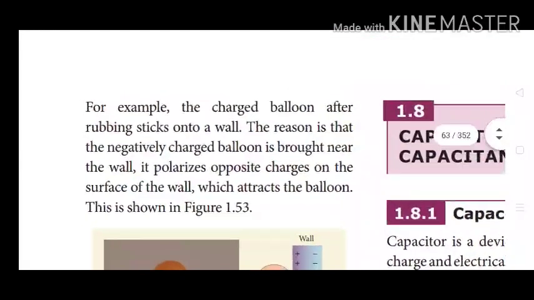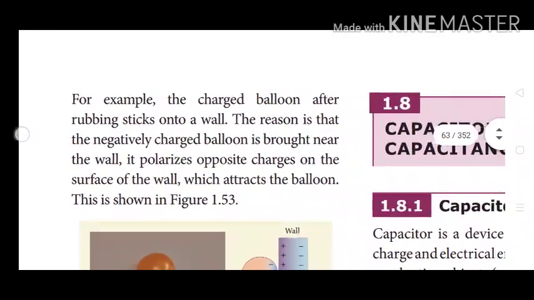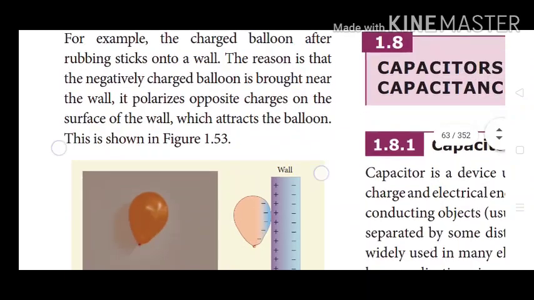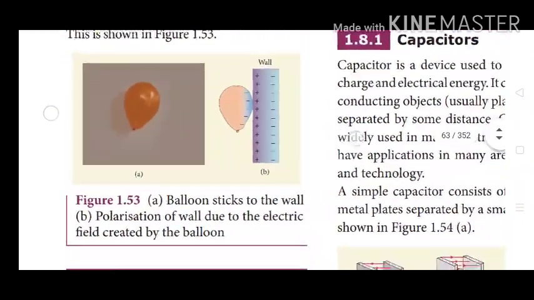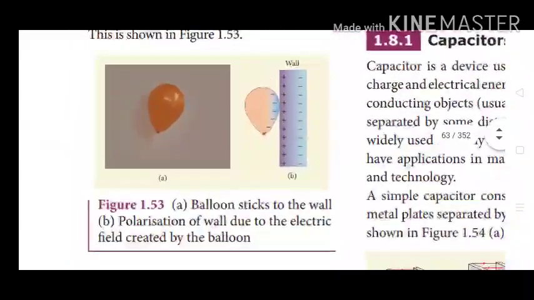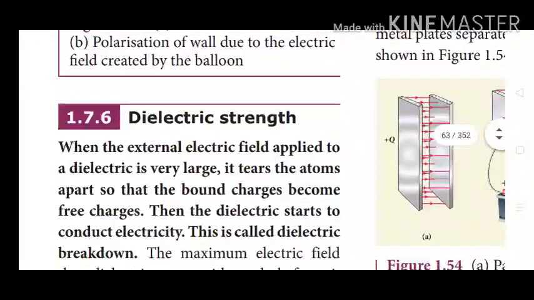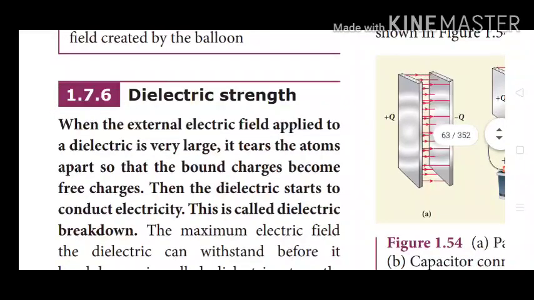Next, for example, a charged balloon after rubbing sticks to a wall. The reason is that when the negatively charged balloon is brought near the wall, it polarizes the wall, inducing opposite charges on its surface, which attracts the balloon, as shown in the diagram. That means rubbed balloons stick to the wall because of the charge produced while rubbing.